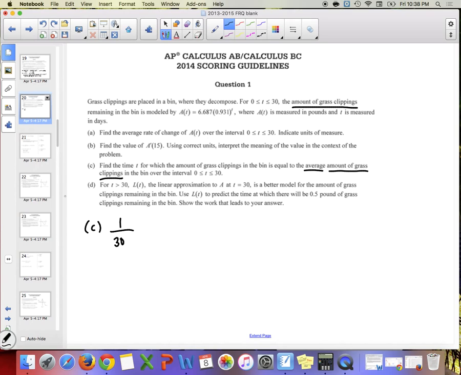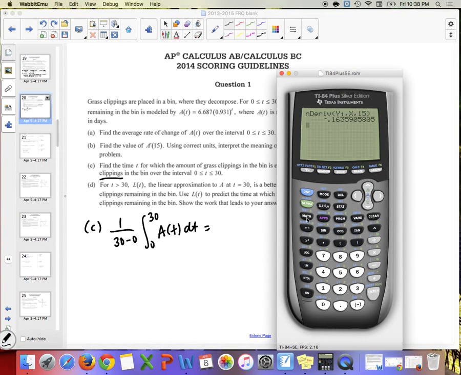So I'm going to do 1 over 30 minus 0, integral from 0 to 30, of A of t dt. And again, A of t is already set up in my calculator, so I'm going to do math 9. I'm going to do vars, function, y1, and I'm going to go from 0 to 30. I still have that 1 over 30 out front, so I'm going to divide my answer by 30. So I end up getting 2.753.